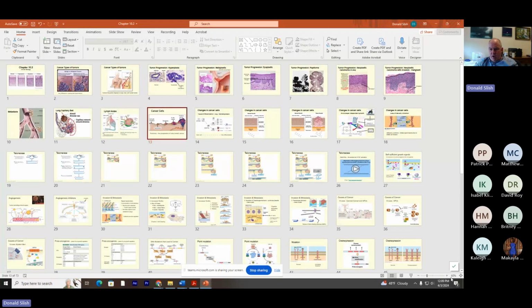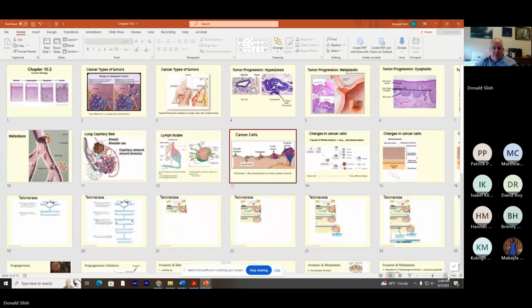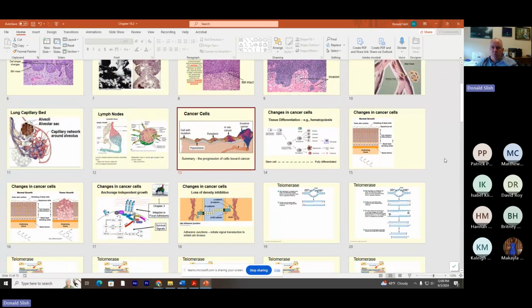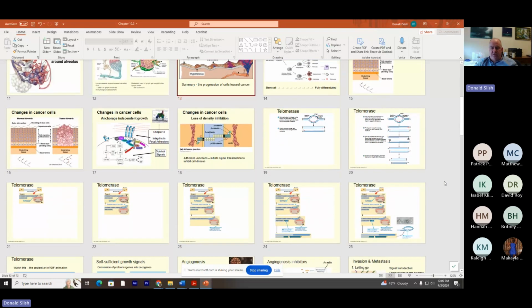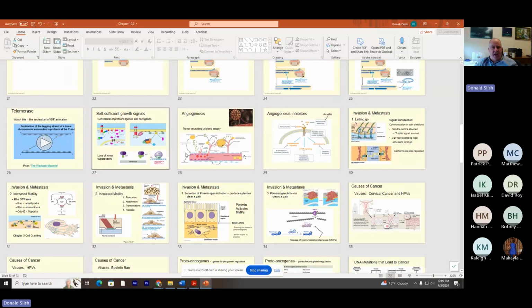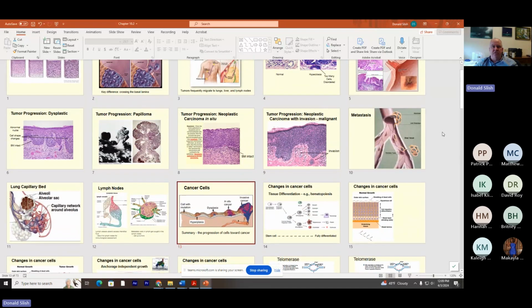What we're going to do, where we're going next, just to steal my own thunder, is we're going to talk about how cancer cells are different than normal cells, what changes happen in them. And we'll talk about all of these different processes that cause them to become metastatic and such. Okay, so we'll do that on Monday.